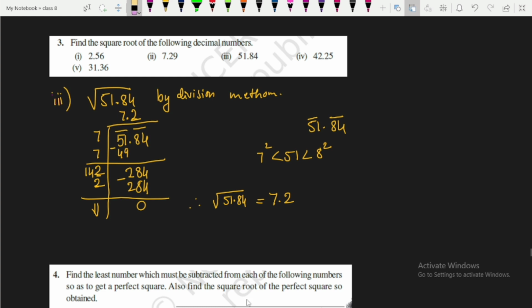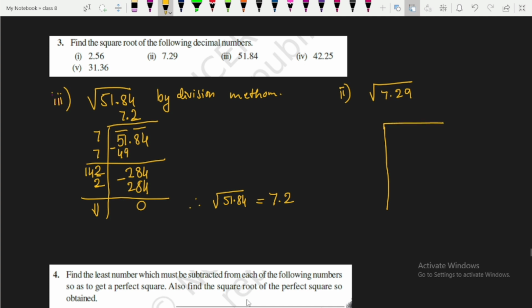Similarly, if you want one more sum, we can do it here. To find the square root of a simple number, you can take 7.29. That is the second question we are going to do here. Square root of 7.29. You are going to follow the same method. So put the line here.